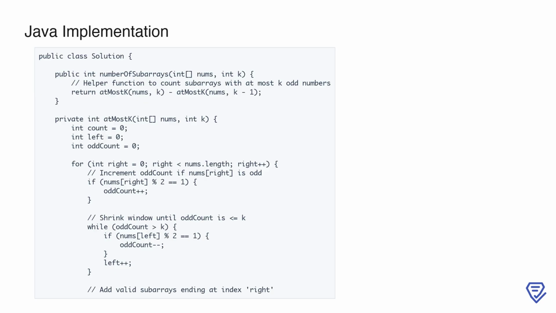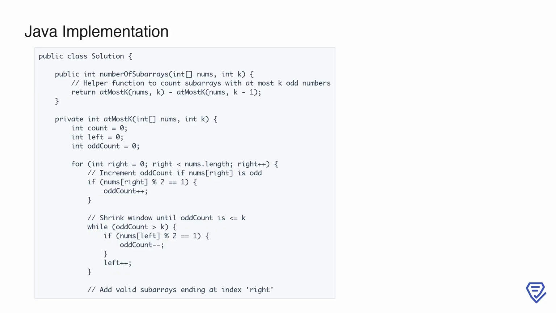Here, we begin with the definition of the number_of_subarrays method, which is the main function designed to calculate the number of nice subarrays in the given array nums with exactly k odd numbers. To achieve this, we utilize a helper method called at_most_k and compute the difference between the results of at_most_k(nums, k) and at_most_k(nums, k-1). This approach works because the number of subarrays with exactly k odd numbers can be determined by subtracting the count of subarrays with at most k-1 odd numbers from those with at most k odd numbers.